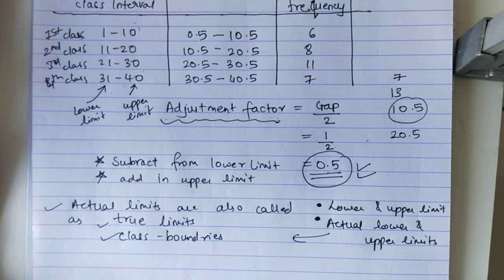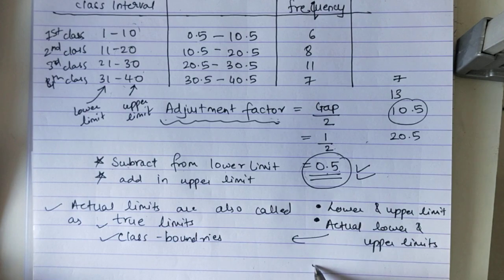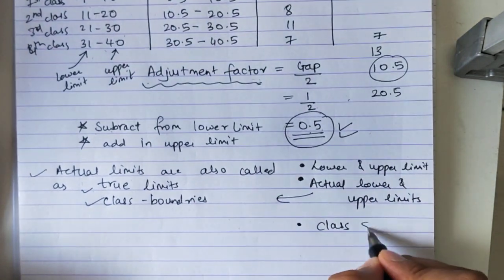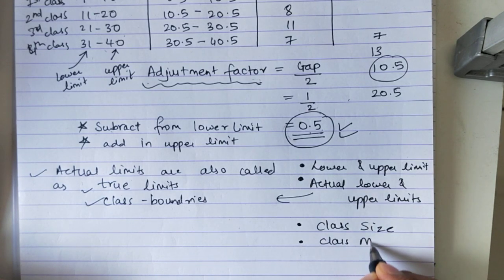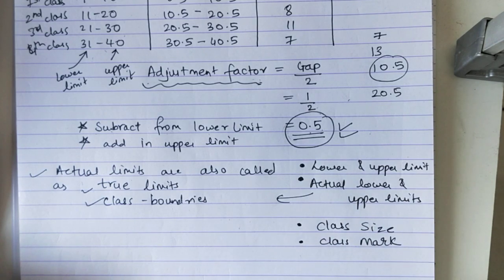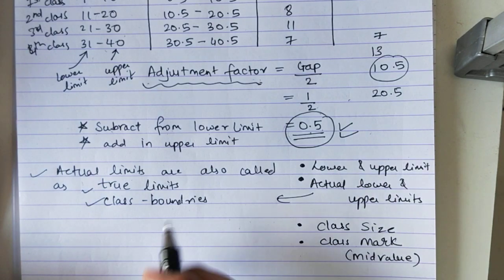Now, almost everything is done. Two more concepts: what is class size and what is class mark? This class mark is also called mid value. I'll explain what it is.